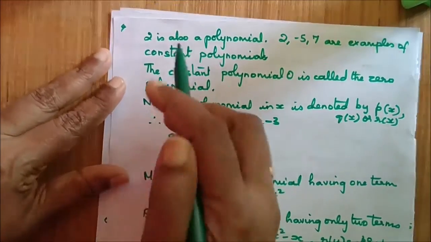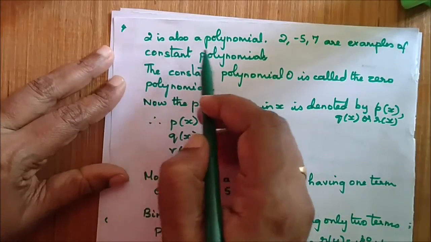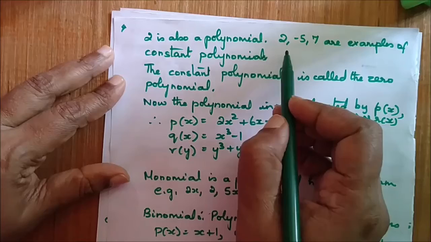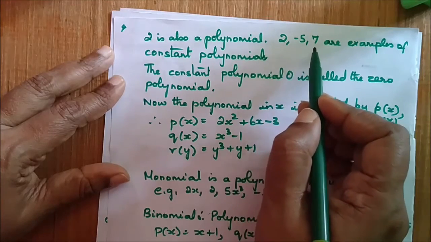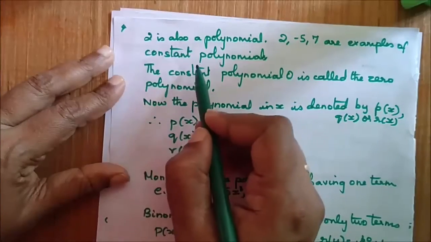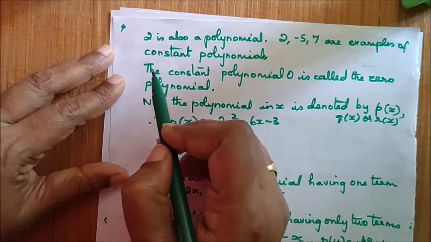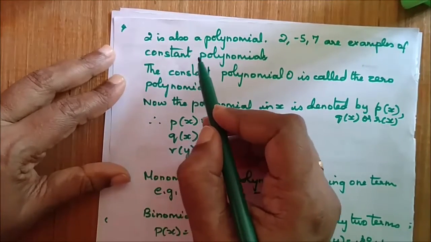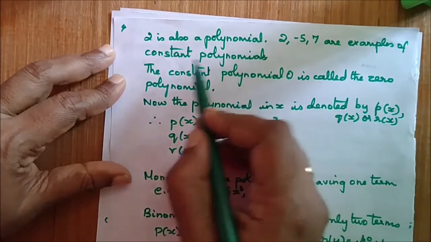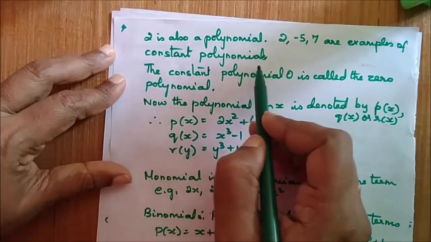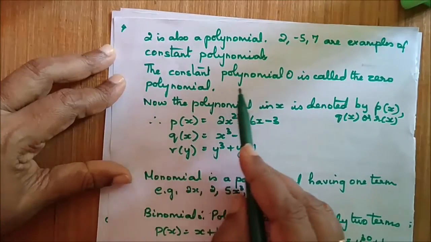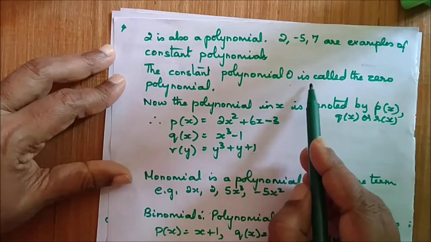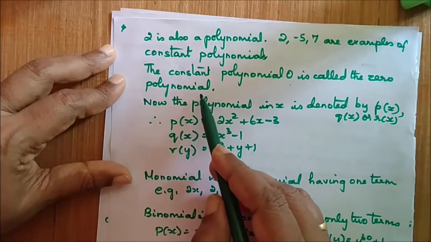Now we are given a constant 2. 2 is also a polynomial. These constants 2, minus 5 and 7 are examples of constant polynomials. Suppose we are given a number 2, it is also a polynomial. Such things are called constant polynomials. The constant polynomial 0 is called the 0 polynomial.